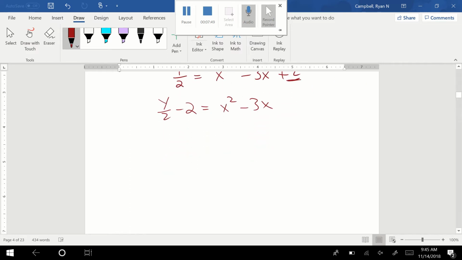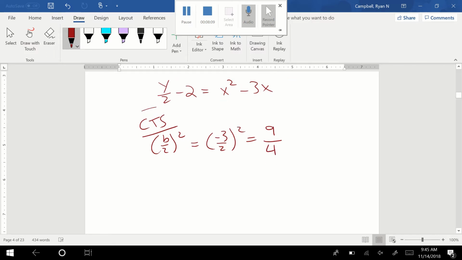All right, so if we want to complete the square, remember the way we do that is b over 2 squared. So b in this case is going to be negative 3. So negative 3 over 2 squared is negative 3 squared, which is negative 3 times negative 3, which is positive 9, over 2 squared, which is 4. So remember the way we do that, that's just going to be y over 2 minus 2 plus 9/4 equals x squared minus 3x plus 9/4.